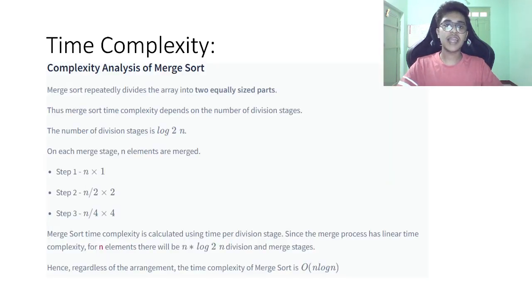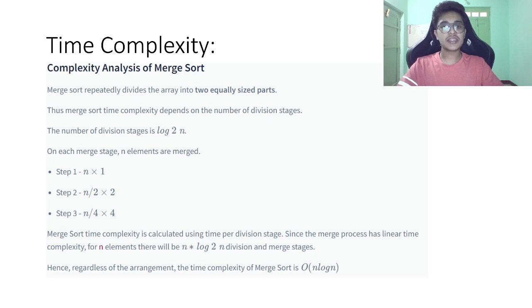So, complexity analysis of merge sort. Merge sort repeatedly divides the given array into two equal sized parts. Thus, merge sort time complexity always depends on the number of division stages. The number of division stages is log n to the base 2. On each and every merge stage, n elements are merged.